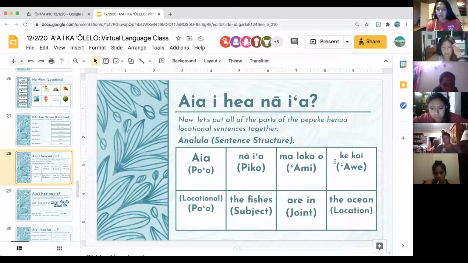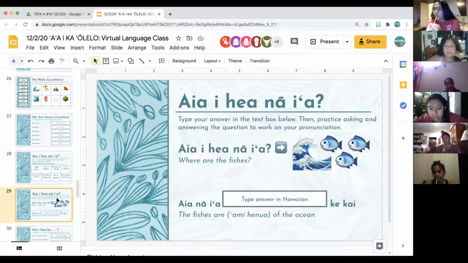Aia naʻia ma loko ke kai. Okay, kai. The naʻia is in. No, naʻia. Naʻia is in the ocean. Okay, what is naʻia? The fish. The fishes are in the ocean. Okay, so. Oh, that's the same thing. Aia naʻia ma loko ke kai, okay, kai.